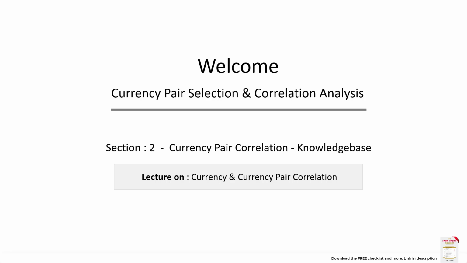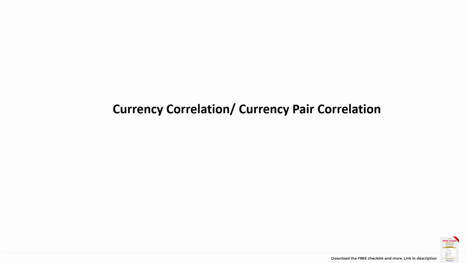In the previous lecture, I discussed the 8 major currencies and the 28 most traded currency pairs in Forex. Now in this lecture today, I will be talking to you about the correlation of currencies and currency pairs. So let's begin to know what currency correlation is and how it affects trading the currency market.